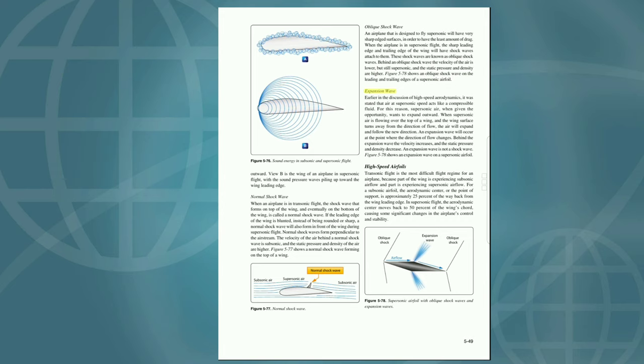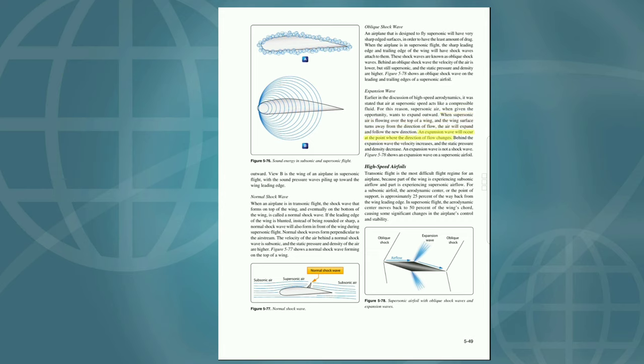Expansion wave. Earlier in the discussion of high-speed aerodynamics, it was stated that air at supersonic speed acts like a compressible fluid. For this reason, supersonic air, when given the opportunity, wants to expand outward. When supersonic air is flowing over the top of a wing, and the wing surface turns away from the direction of flow, the air will expand and follow the new direction.